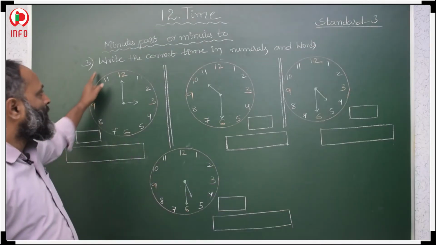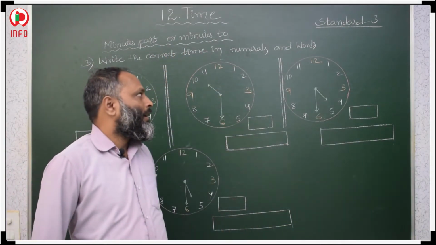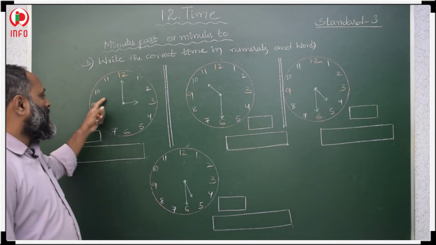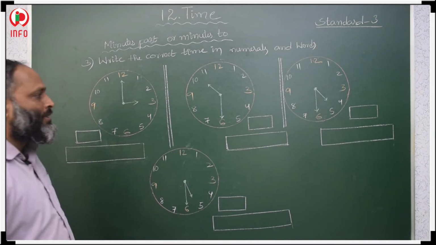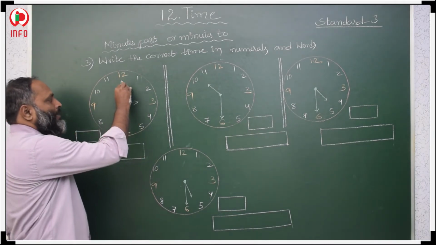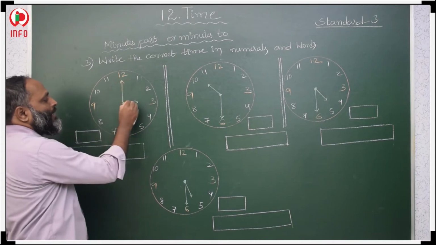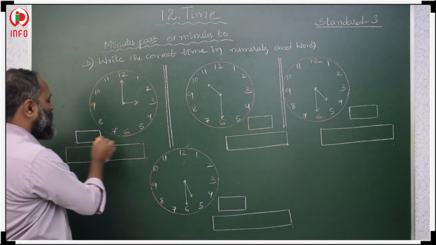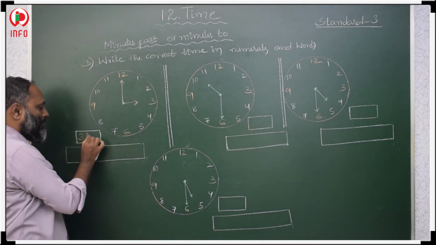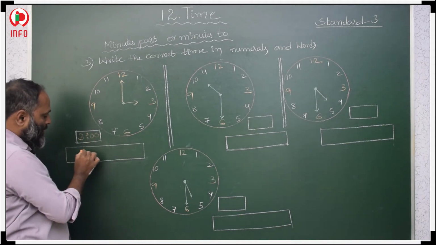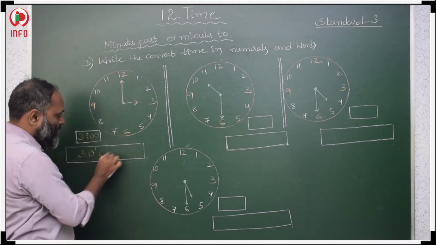Now, see here students, write the correct time in numerals and in words. In words as well as in numerals we have to write. Here the minute hand is at 12 and the hour hand is at 3, so this is 3 o'clock. In words, 3 o'clock.